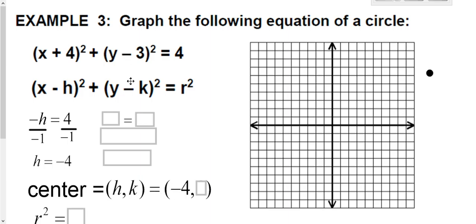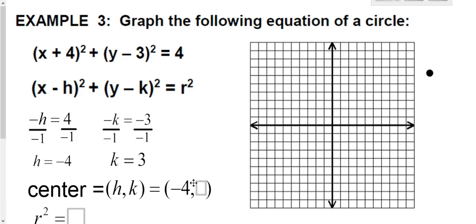We do the same thing for this k number to find the y-coordinate. So we look in here. This is negative k. What does it equal? It equals this number with this sign right here, which is negative 3. Now we divide by negative 1, and we get k equals negative 3 divided by negative 1, which is positive 3.